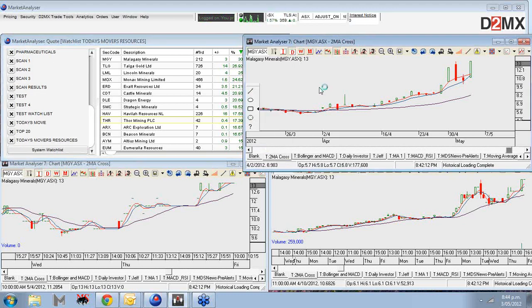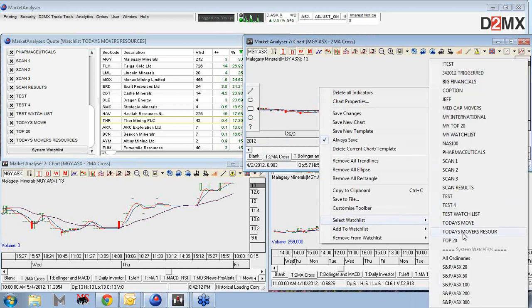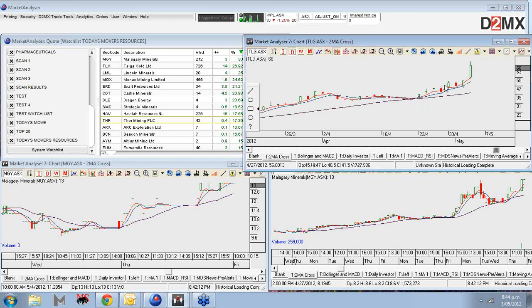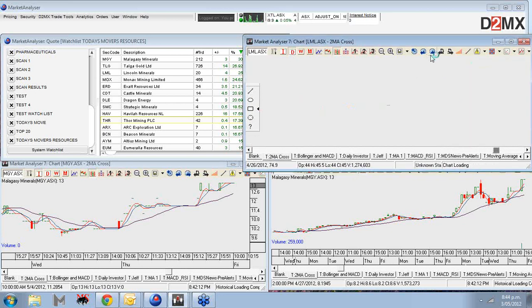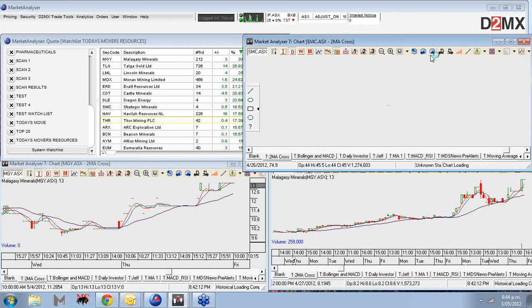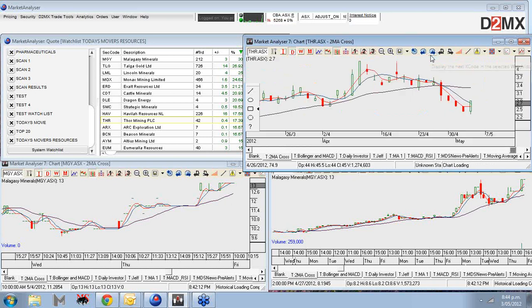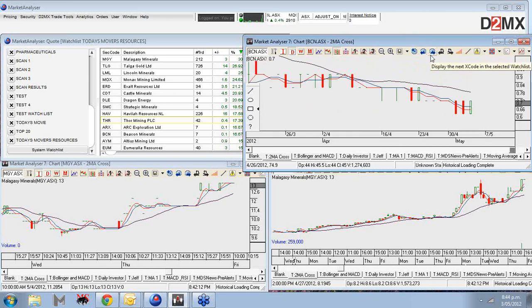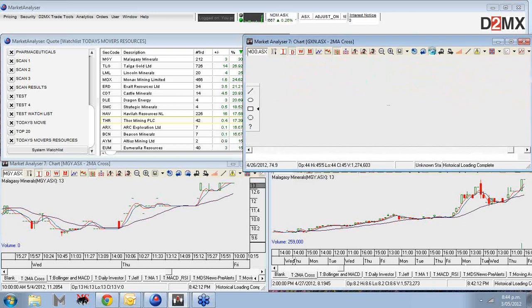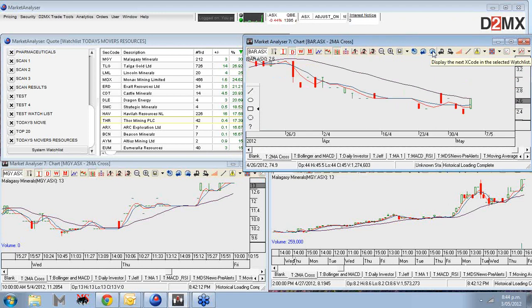And now if I right click on the chart, I can select that watch list, today's movers resources, and I can then scroll through the different companies in it just by using these blue arrows at the top of the screen. So I can flick through and make a decision on whether there's something I'm interested in taking a closer look at. Just by working through that list quite quickly, looking at the daily charts to see whether there's something that catches my eye that I may want to focus on more. So that's one way we can use the scans and have a look for the opportunities today.